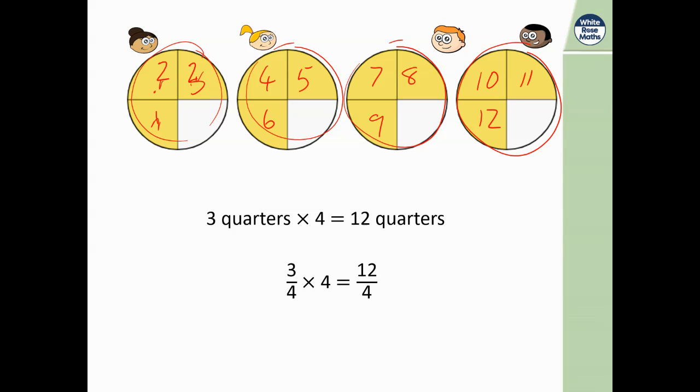So that's what that would look like in an arithmetic sense. 3/4 times 4. See, all we're doing really is just timesing the numerator. The quarters stays the same, but the numerator, 3 times 4, is 12. So we end up with 12 quarters. But 12 quarters, of course, is an improper fraction. So we would then try and convert this. So 12 divided by 4 is going to be 3.